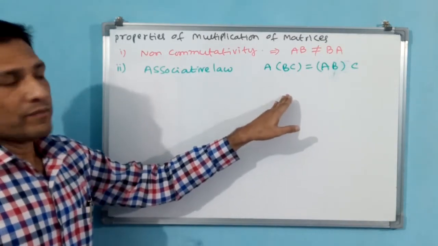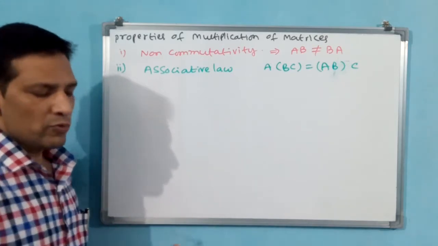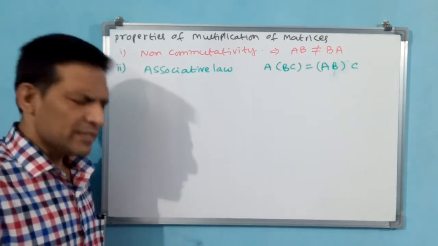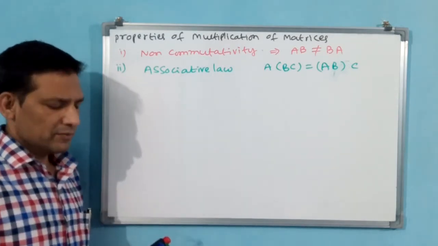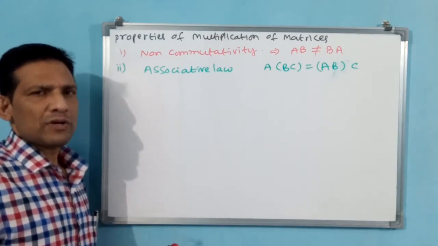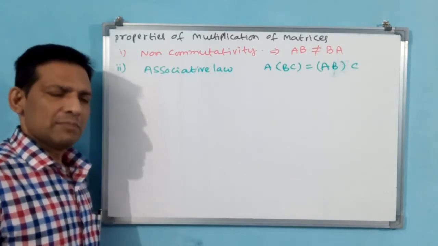For this, the proof we are not doing here, but we'll do it in exercise 3.2. Exercise 3.2 we will start right now, after this property. But I don't think we are going to do more than 2 questions, because several parts are there in each question. That is why we will do it slowly, one by one.